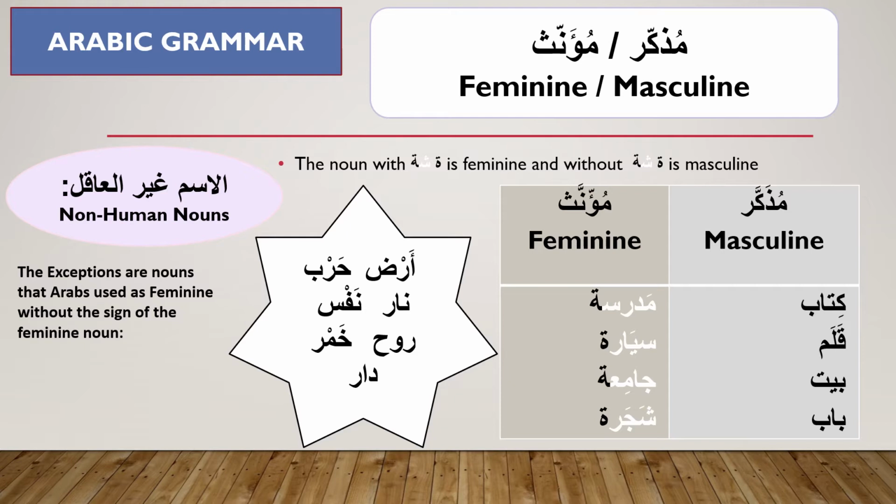Harb, war. Nar, fire. Nafs, self. Ruh, the soul. Khamr, wine. Dar, home. These are examples of words that Arabs used as feminine nouns without having a sign of the feminine noun or without being a name of a female.